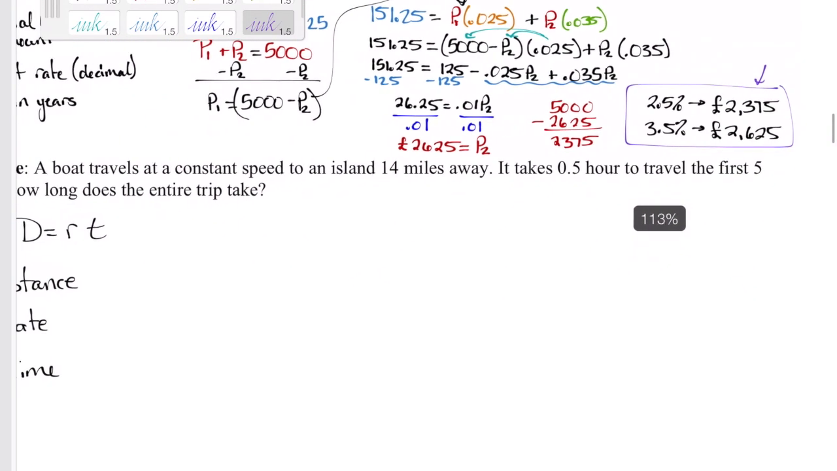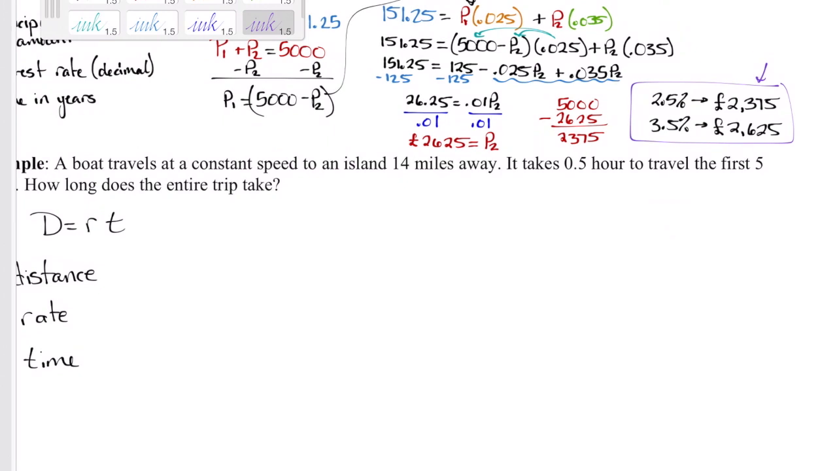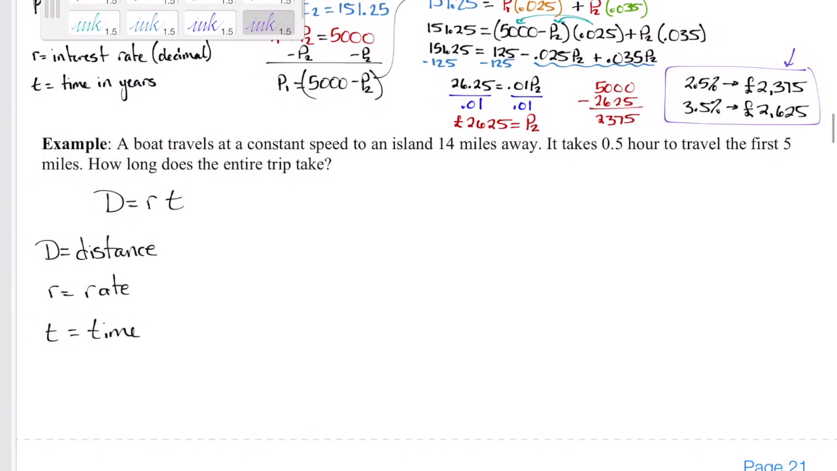Our next problem: a boat travels at a constant speed to an island 14 miles away. It takes half an hour to travel the first 5 miles. How long does the entire trip take? So we are talking about distance, speed, and time. I know I'm using the situation where distance is equal to rate times time. I know I'm going a total of 14 miles, and we want to know how long the entire trip took.